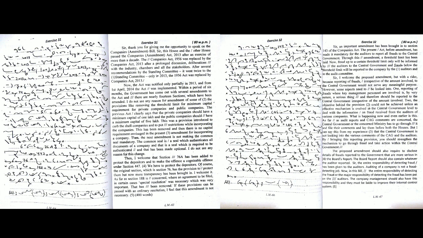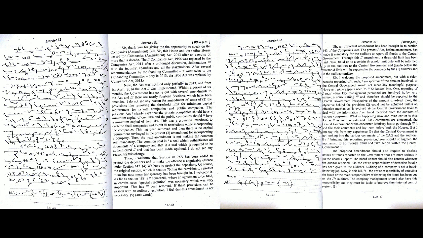After several recommendations by the Standing Committee, it went twice to the Standing Committee. Only in 2013, the 1956 Act was replaced by the Companies Act 2013. Now, the Act was notified only partially in 2013, and from 1st April 2014, the Act was implemented. Within a period of 6 months, the government has come out with several amendments to the Act, and there are nearly 14 sections which have been amended.